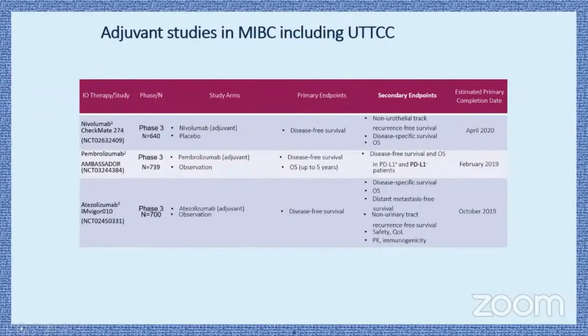Some of the adjuvant studies are ongoing, which include chemotherapy as well as immune therapy combinations, single agent immune therapy, and immune plus immune therapy combinations. And we are expecting their results in a positive direction within a very short period of time. So we can avoid chemotherapy drugs in cisplatin ineligible patients to get maximum advantage in high grade upper urothelial transitional cell carcinoma.